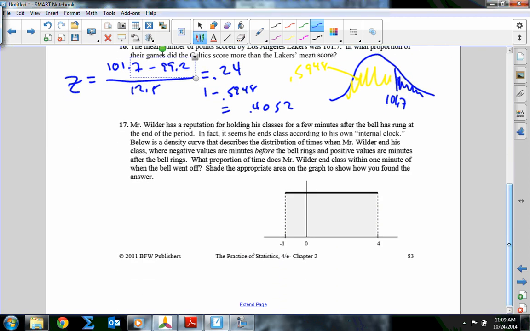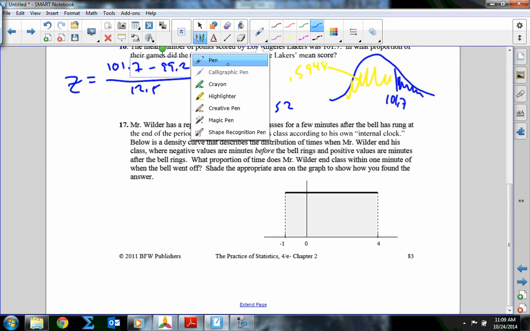Okay, this is the one that I said would be fun. Mr. Wilder has a reputation for holding his classes a few minutes after the bell has rung at the end of the period. In fact, it seems he ends class according to his own internal clock. Below is a density curve that describes the distributions of times when Mr. Wilder ends his class. Negative values mean before the bell rings, positives are after. What proportion of time does Mr. Wilder end class within 1 minute when the bell went off? Shade the area on the graph and show how you found the answer.